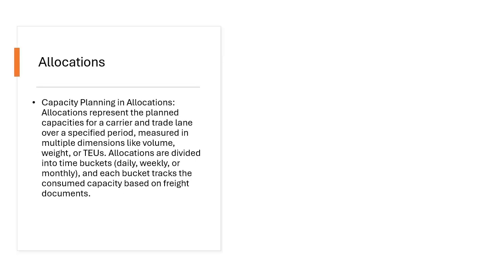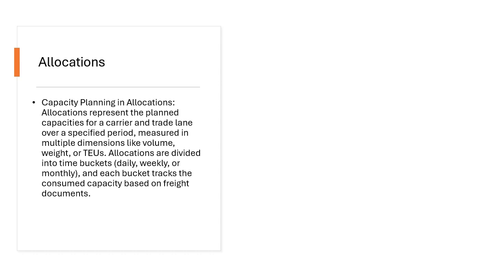So next is allocation. This represents the planned capacity which is designated for carriers and specific trade lanes over defined validity periods. So these allocations can be broken down into various dimensions such as weight and volume, and are often organized into time buckets, which also correspond to the frequency of transport.